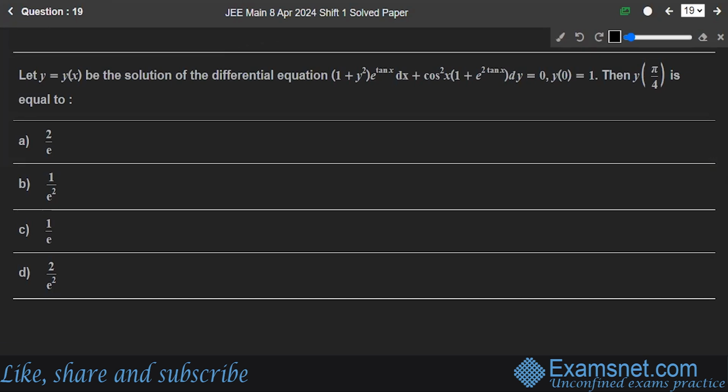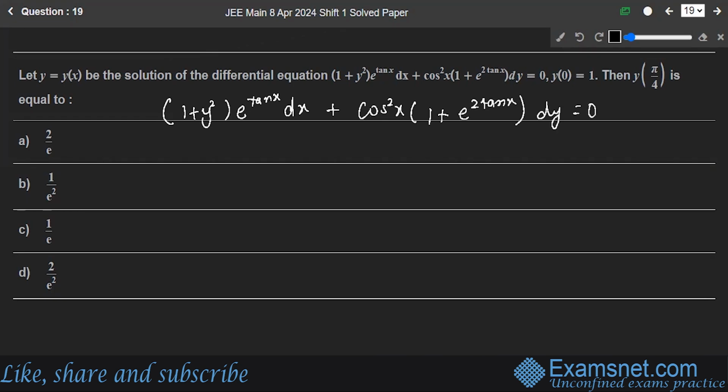All right, so let's write down. You have (1 + y²) e^(tan x) dx + cos² x (1 + this) dy = 0. Okay, so next, let's separate the dx and the dy terms.